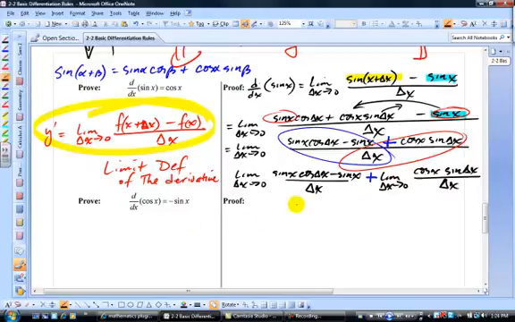I need to step it out for you guys, so I'm not going to skip any steps. I'll create some more room later on. So the limit as delta x approaches 0 of sine x, I've got to distribute it out, times cosine delta x minus 1, all divided by delta x, plus this other term.